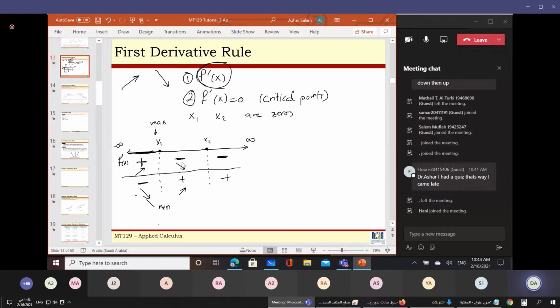But if it didn't change, here negative and here also negative, it's still decreasing. So this is only a critical point. Or on both sides it's increasing. It didn't change sign. So this is only a critical point. It's neither maximum nor minimum.